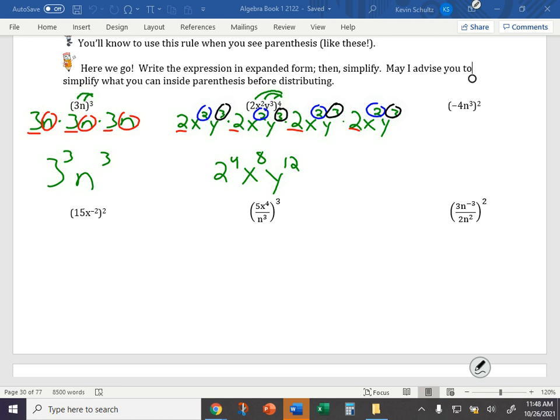Right? So that's why the rule works. Goes back to expanded form. The next one is what I really wanted to talk about here, that negative 4n cubed, and then that whole thing being squared.